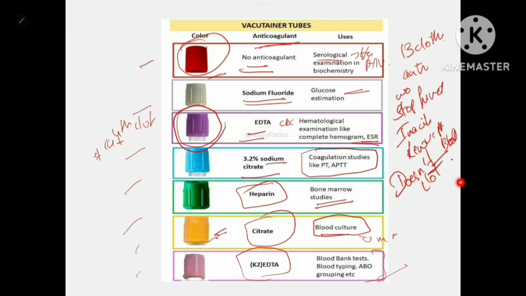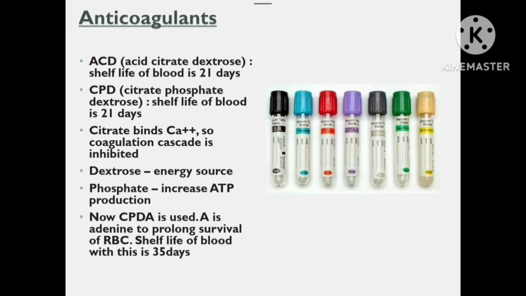So this is a little about the anticoagulants. So ACD is acid citrate dextrose. So its shelf life is around 21 days, and CPD is citrate phosphate dextrose, where the shelf life of the blood is also 21 days, and citrate will bind to calcium, so the coagulation cascade is inhibited. And also dextrose is the energy source, whereas phosphate increases ATP production. So now this CPDA. CPDA is nothing but citrate, phosphate, dextrose and adenine.